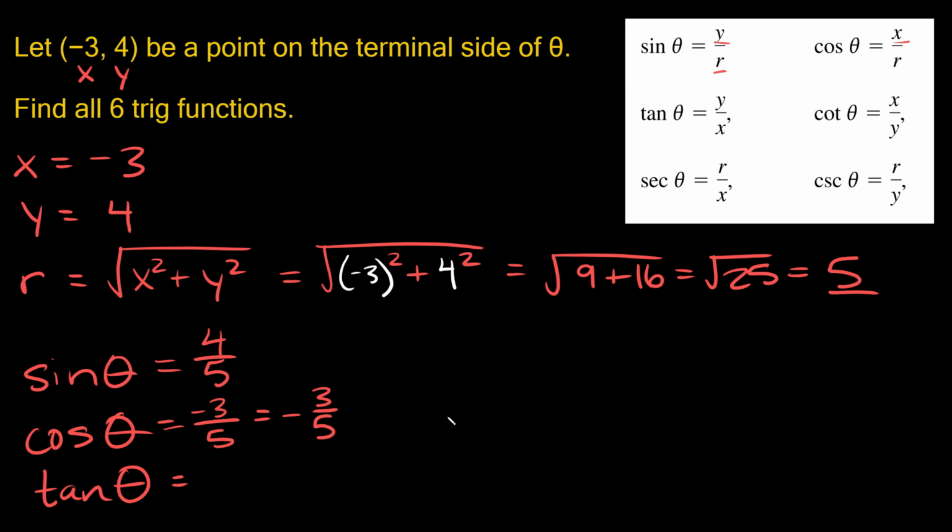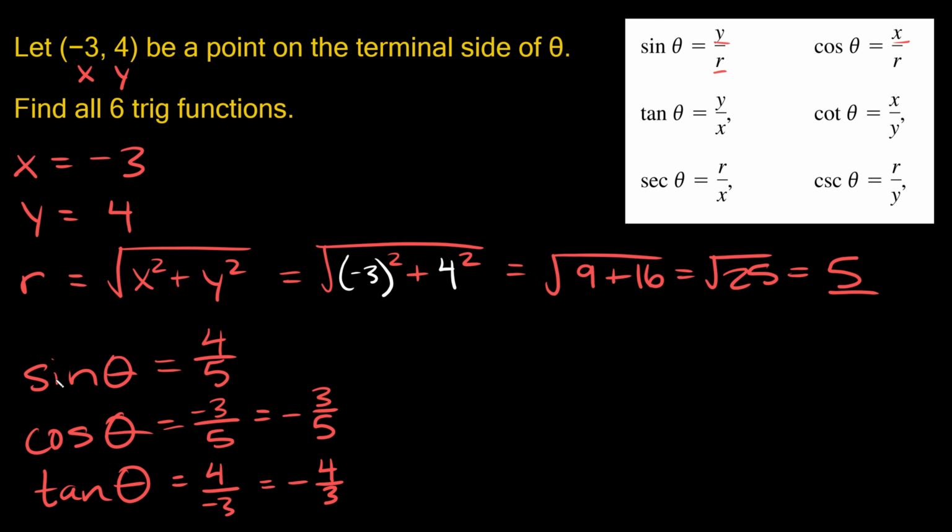And then lastly, the tangent of theta is y over x, so y is 4 and x is -3. So same thing, we can bring out that negative sign to the front and just write it as -4/3 like that. Now let's find the other 3 trig functions.